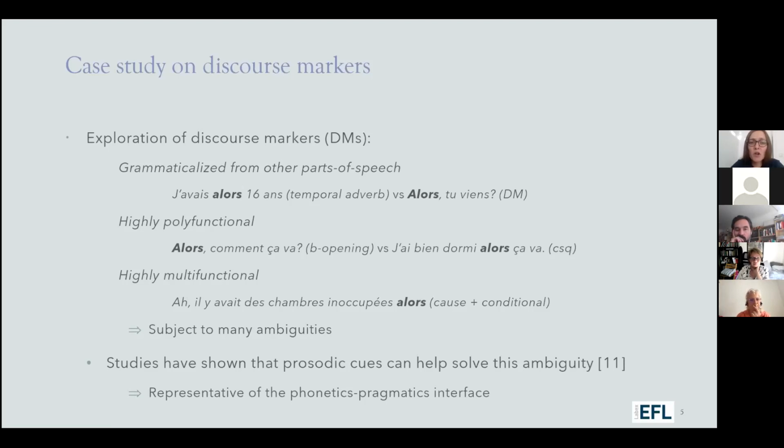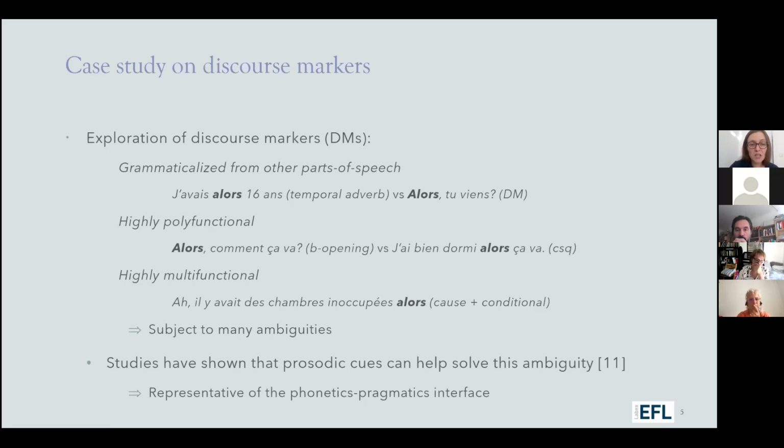So for example, alors comment ça va functions as a boundary opening, but when I say j'ai bien dormi, alors ça va, alors really conveys a consequence. And it's also highly multifunctional because when I say il y avait des chambres inoccupées alors, in alors, I convey cause and conditional at the same time. So those words are really subject to many, many ambiguities.